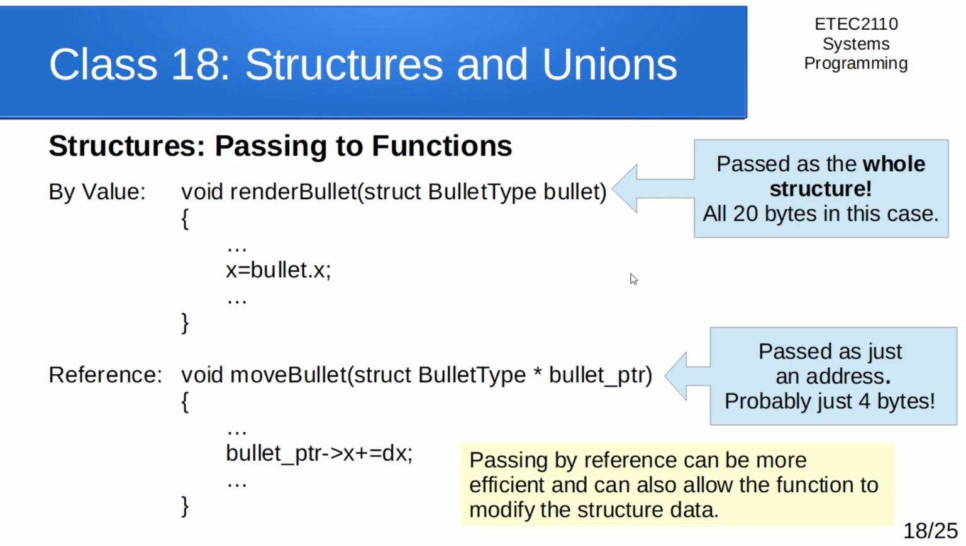Passing by reference can be more efficient since we're copying less data to that function. And it can also allow the function to modify the data that's inside of that structure that we passed the address to. In this case, we passed a pointer to the bullet, and this is going to update that position, the X and the Y, based on the speed and the direction or whatever. You can see that updating it right down here.